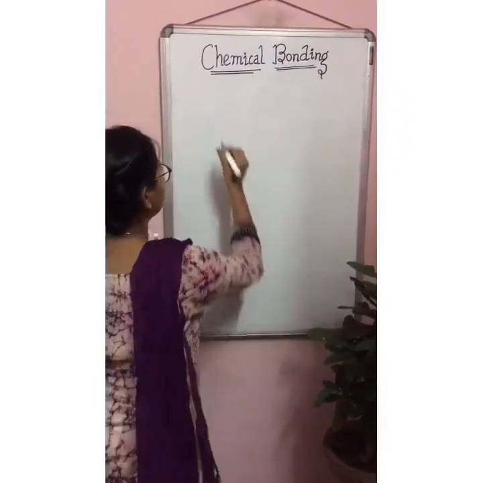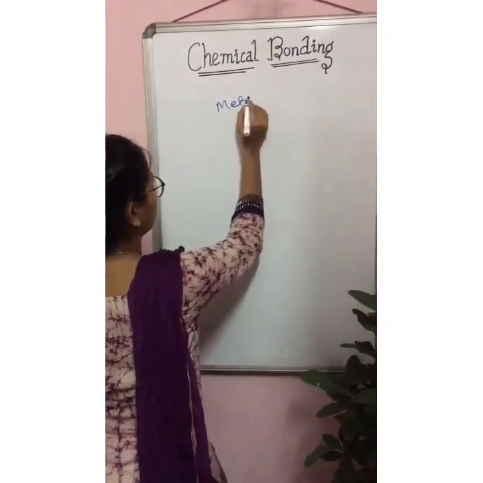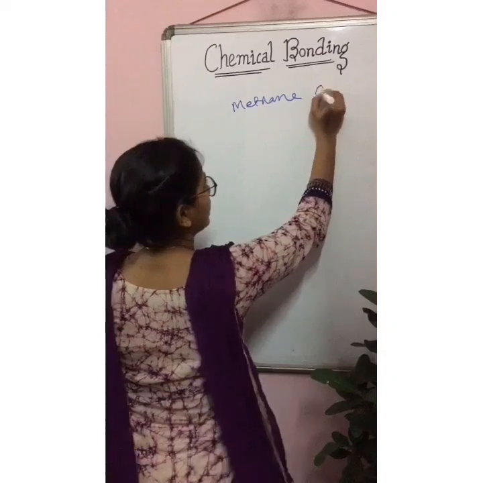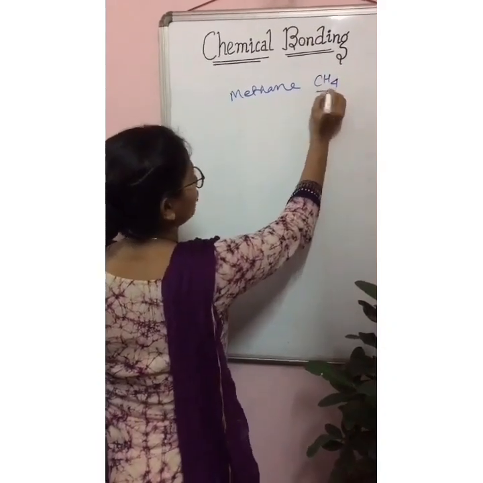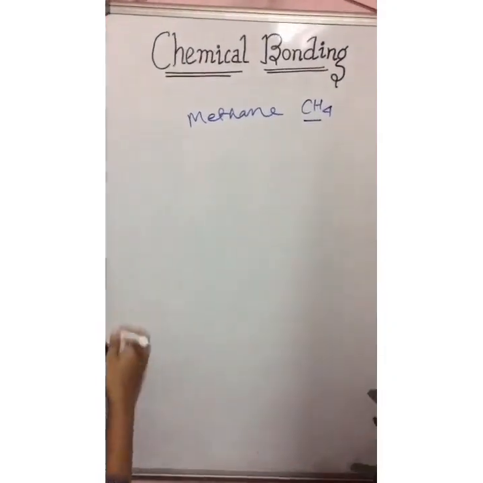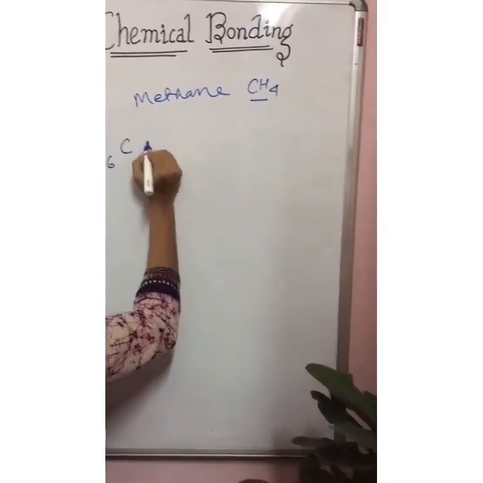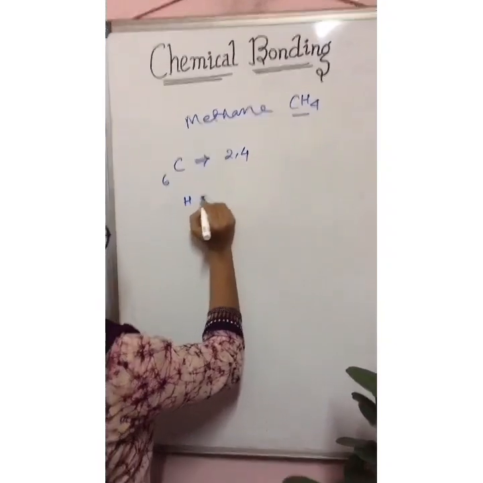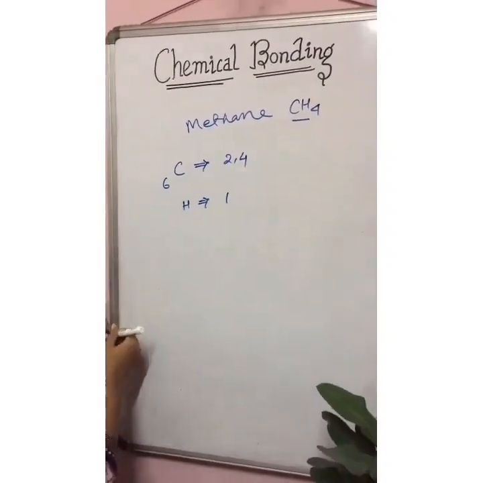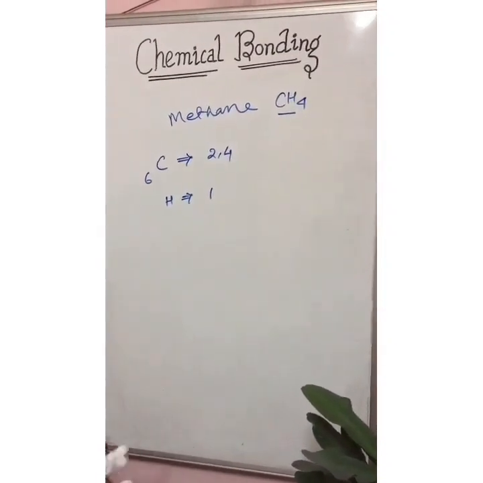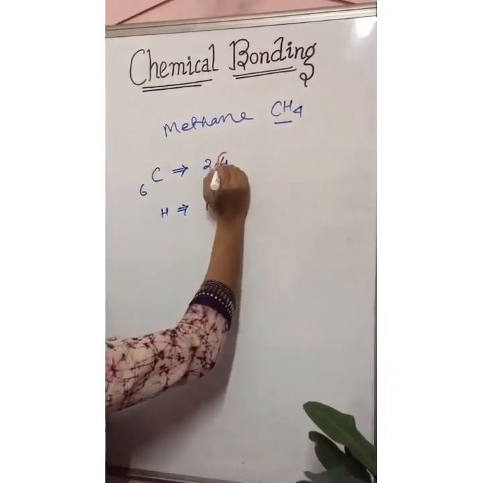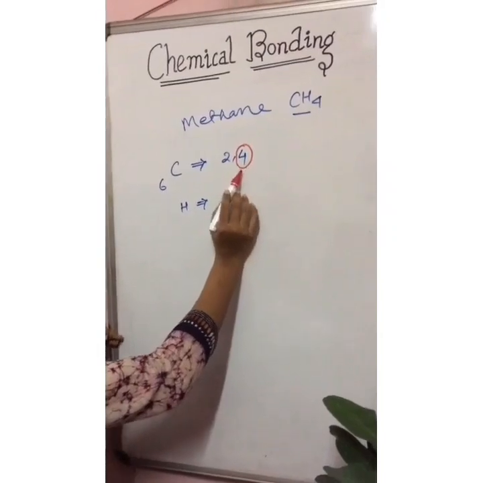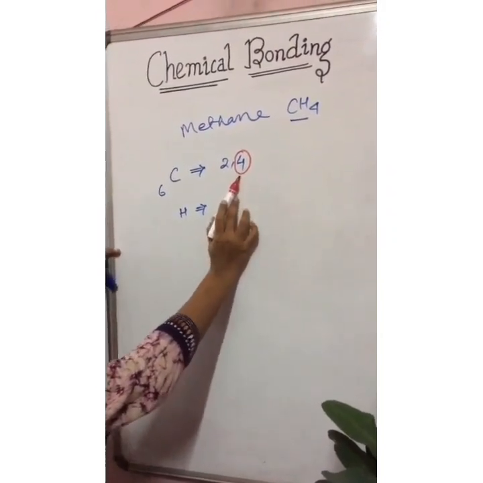The next example is methane molecule. Okay. Methane is an organic compound. You will study it in the organic chemistry chapter with formula CH4. Okay. The carbon atom has electronic configuration 2, 4. Hydrogen has electronic configuration 1. Now each carbon will require 4 more electrons. So it has 4 electrons. It requires 2, 8 configuration to be stable. So it will require 4 more electrons. Okay.